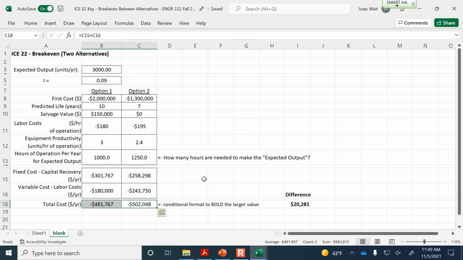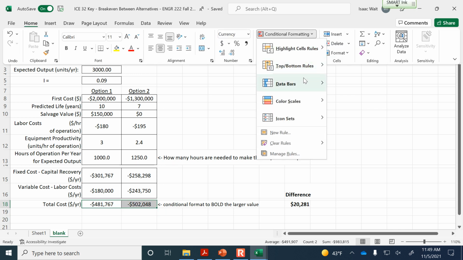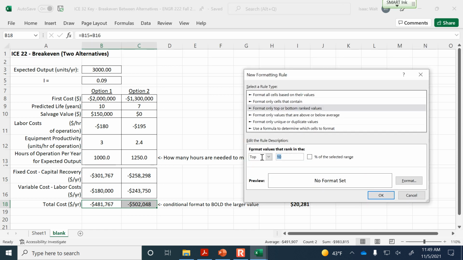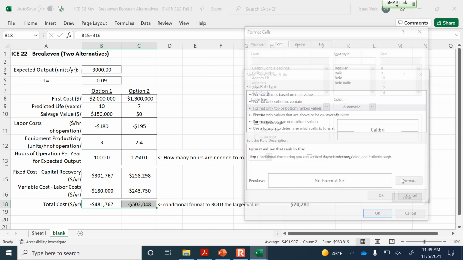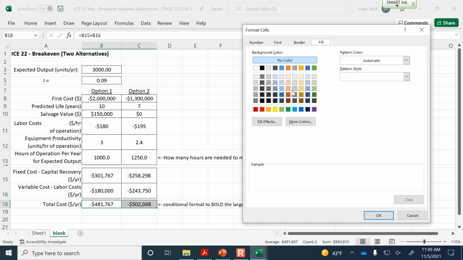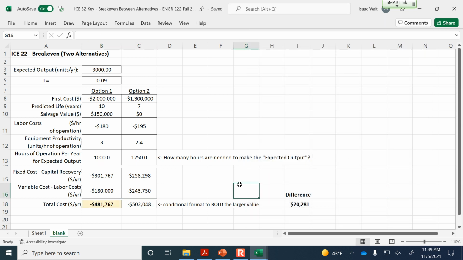Clear format. All right, so highlight them, conditional formatting, the top one, and then it's here that I tell it what to do. So make it bold, and let's fill it in with a light yellow. Now it'll make obvious which one is the largest number. And largest means least negative because these are costs. So the cheapest cost is the one that will be highlighted.